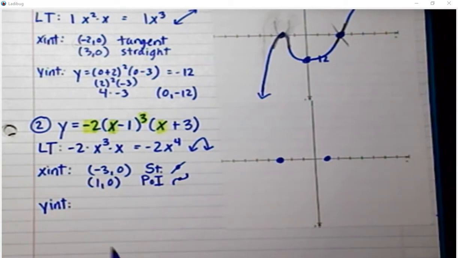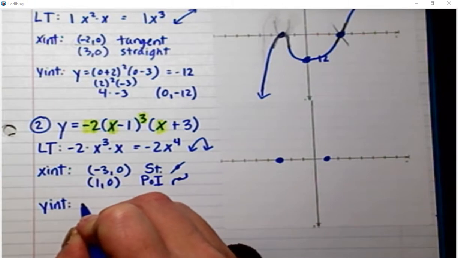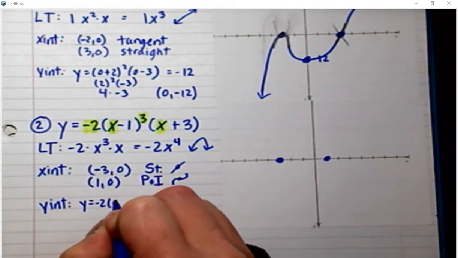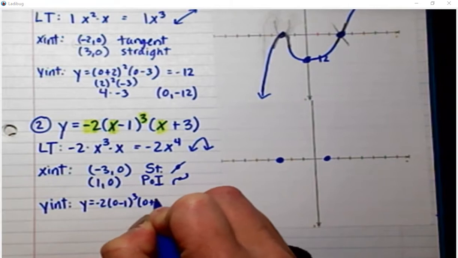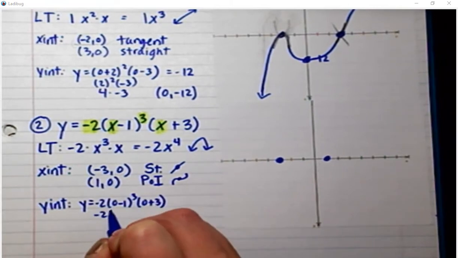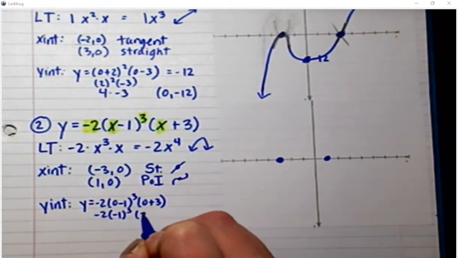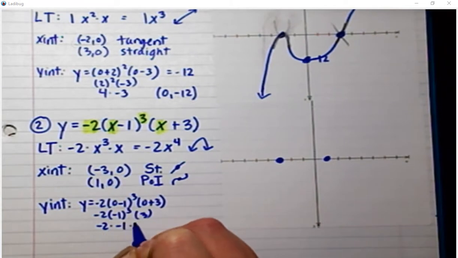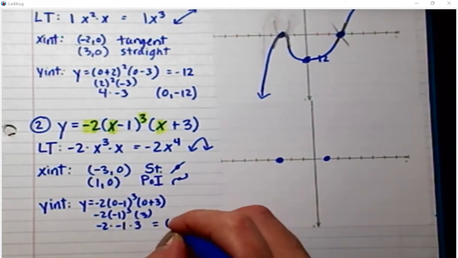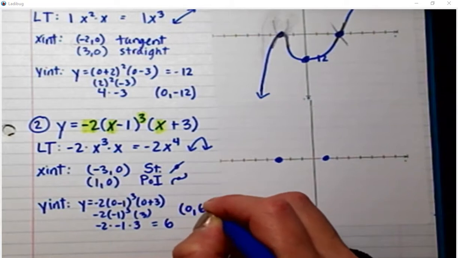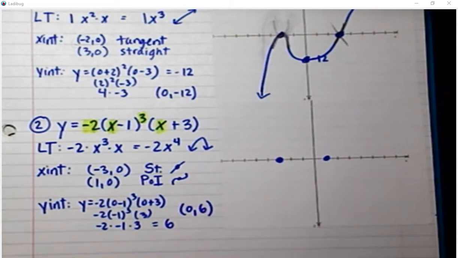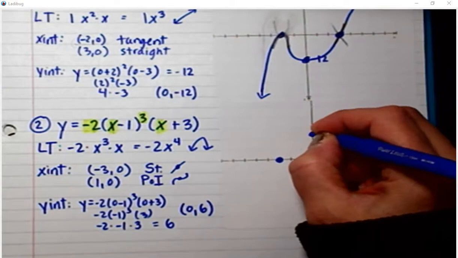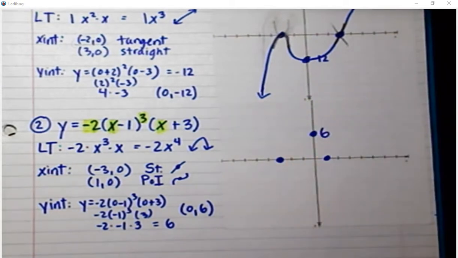Okay. And the y-intercept. That's where you have to plug in the 0. Ooh, 6. Okay, so we get 0, 6. All right, so I've got 3 points and 2 arrows. Put it together.